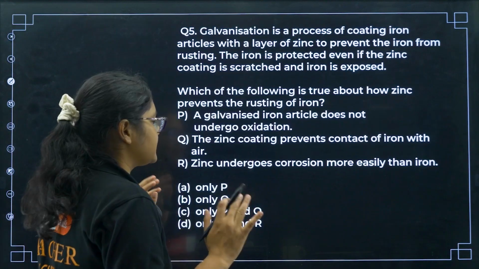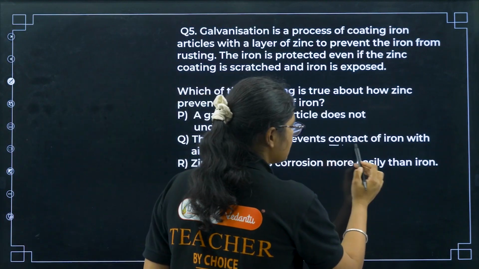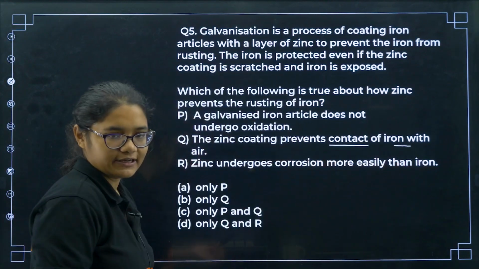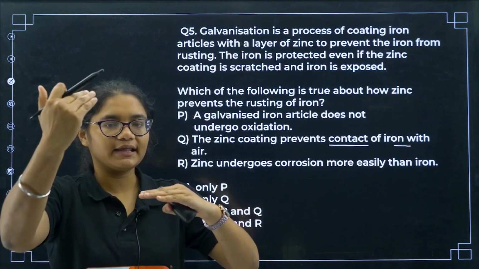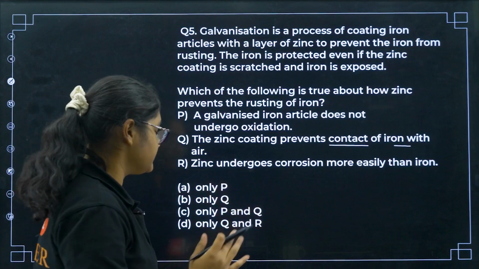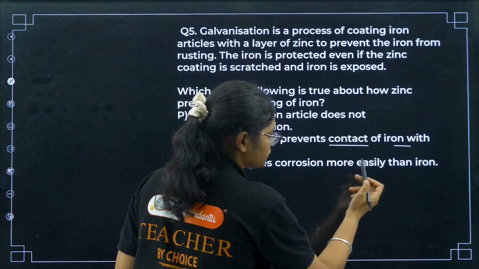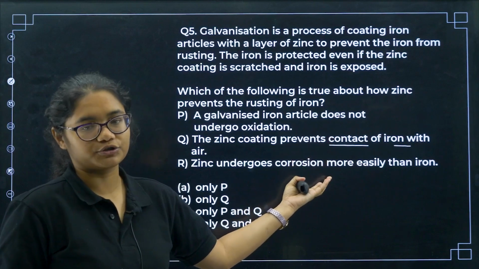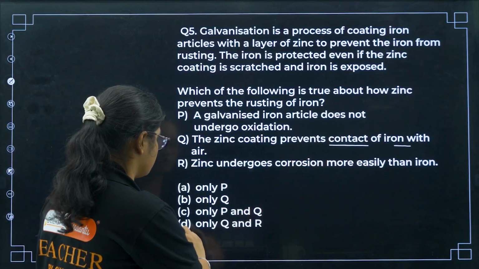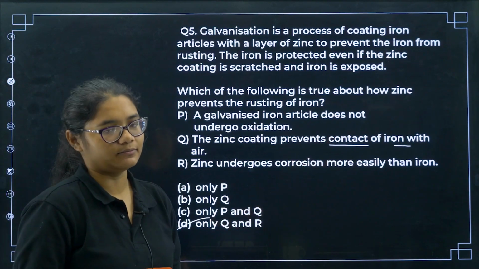So let us see the first statement here. Zinc coating prevents the contact of iron with air. Definitely that is correct. When iron is there, over that a zinc metal is there, so it is preventing the contact with iron, with air. Second, zinc undergoes corrosion more easily than iron because it is more exposed, so that will undergo corrosion first. So the correct answer here will be only Q and R, that is option number D.